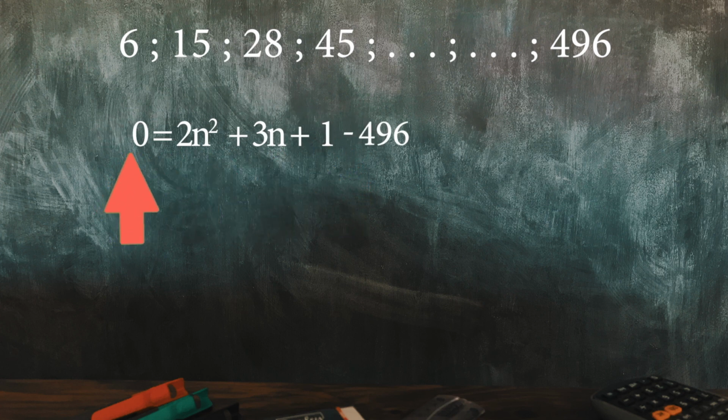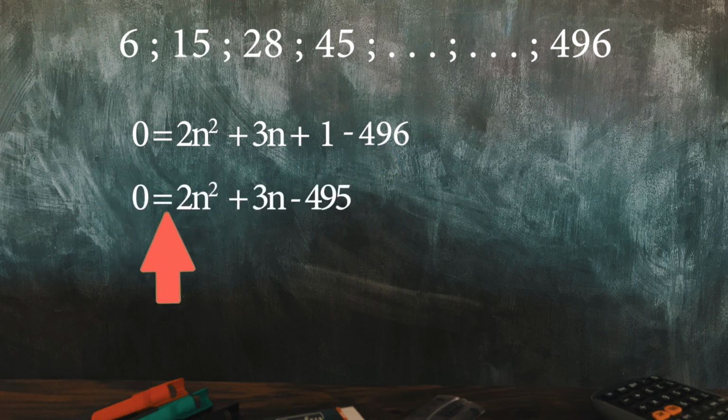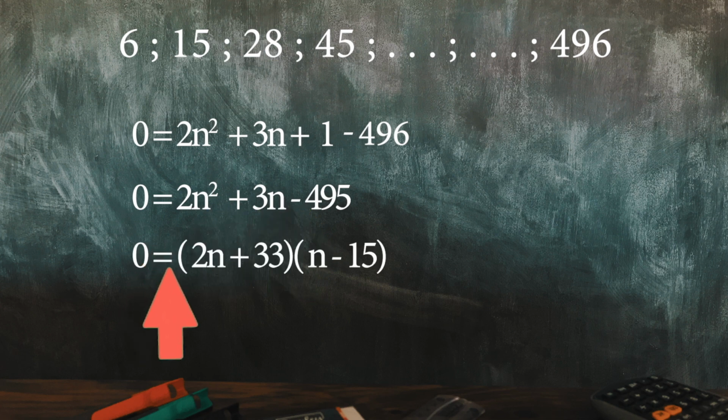Now we are left with 0 equals 2n squared plus 3n plus 1 minus 496. That leaves us with 0 is equal to 2n squared plus 3n minus 495. Now, since this is a quadratic equation and it's a trinomial, we need to factorize it. So 0 is equal to 2n plus 33 in the first bracket, as well as n minus 15 in the second bracket. Well, you remember this from trinomial factorization, right?